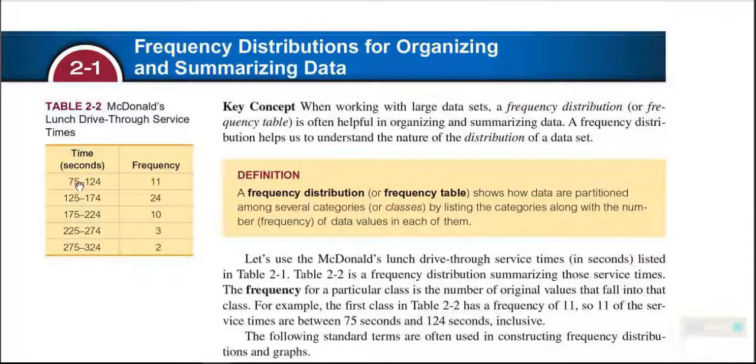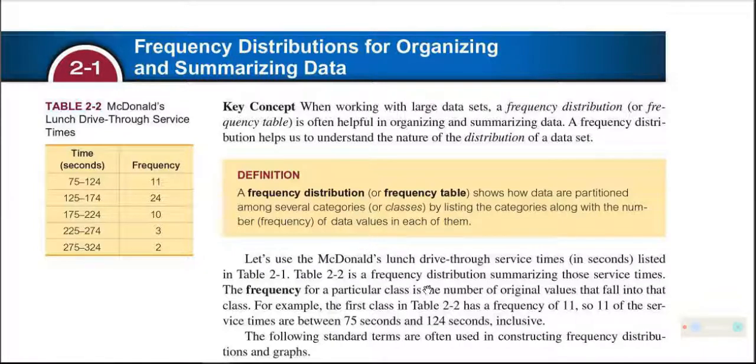So these are the classes, 75 to 124. This is the first class. Yung pangalawang class natin, we have 125 to 174. And then, yung frequency, kung ilan yung nag exist within the given interval. So, sa interval natin na 75 to 124, ilang McDonald's lunch drive-thru service yung nagsasatisfy dun sa 75 seconds to 124 seconds. So, merong 11 na branches.